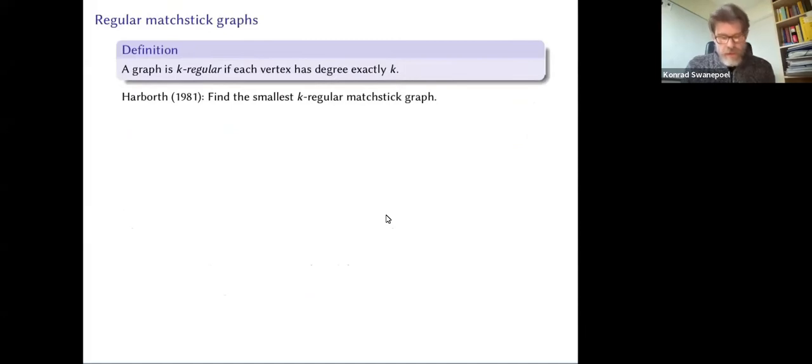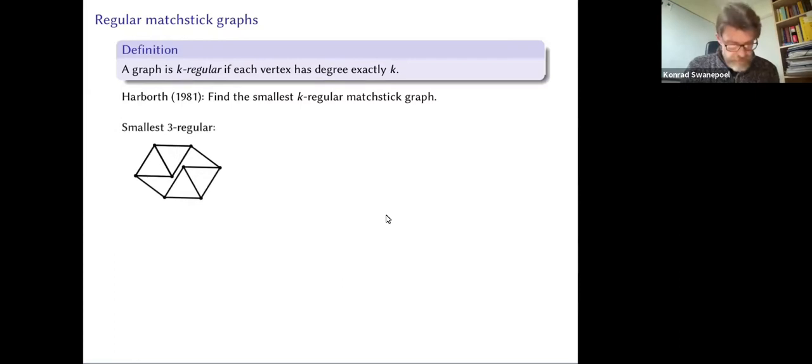A graph is k-regular if each vertex has degree exactly k. It's homework for you to find the smallest 1-regular and 2-regular matchstick graphs. The first interesting case is the smallest 3-regular one. Actually, that's a nice puzzle, so maybe I shouldn't give it to you. Well, there it is. It has eight vertices.